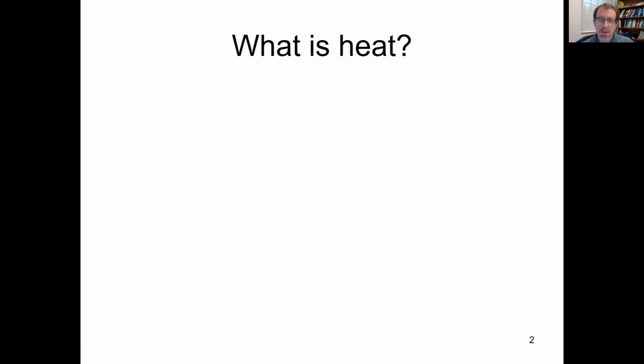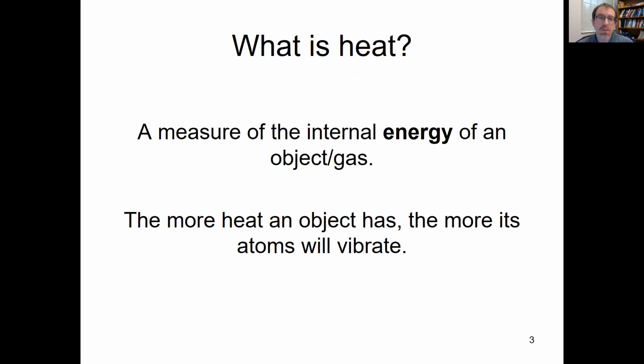And it turns out that heat is a measure of the internal energy of an object. So the more heat an object contains, the more the atoms that are composing that object will vibrate. The higher the energy is, the more violently they will shake back and forth. And if an object doesn't have much internal energy, then maybe it'll just get small vibrations, something like this.